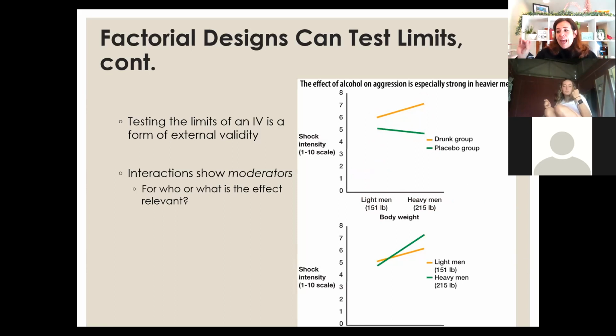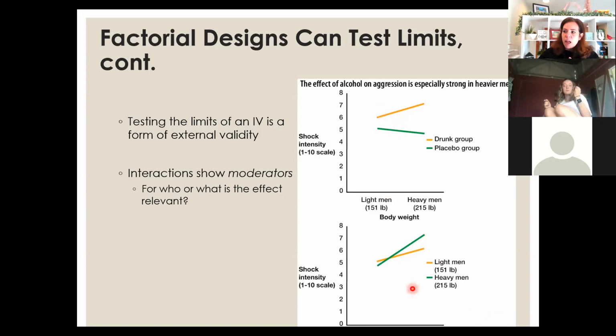You can also look at, again, testing the limits is looking for moderators. So a moderator, which we've talked about before, is when there's an additional independent variable that is impacting the relationship between the independent variable and dependent variable. So it results, in this case, in an interaction. So the effect of one independent variable depends on the level of another independent variable. And in this case, it would be body weight.